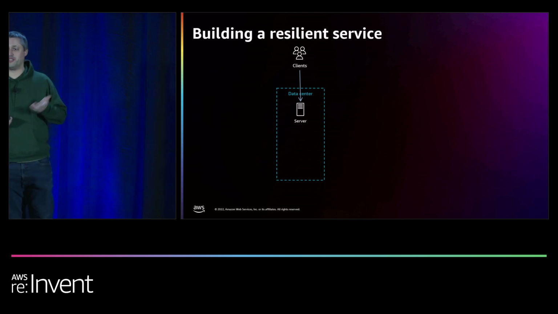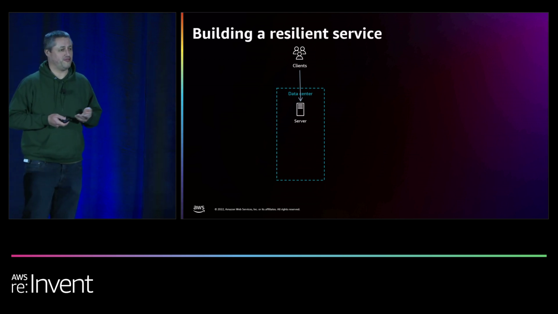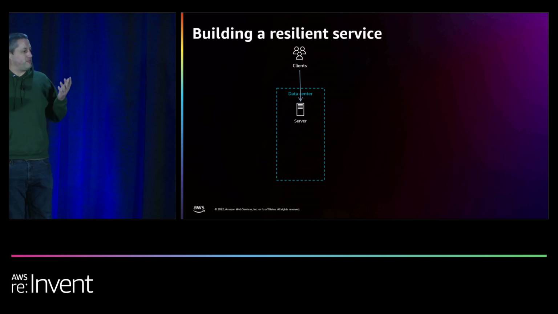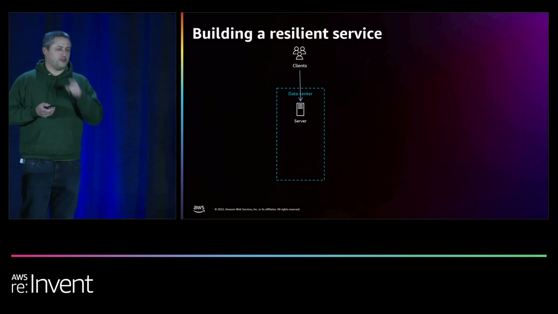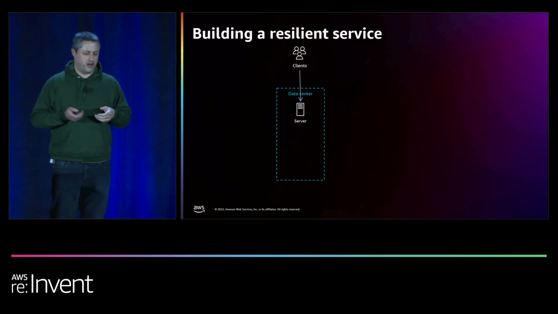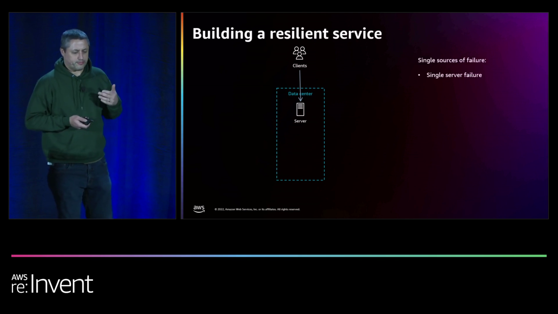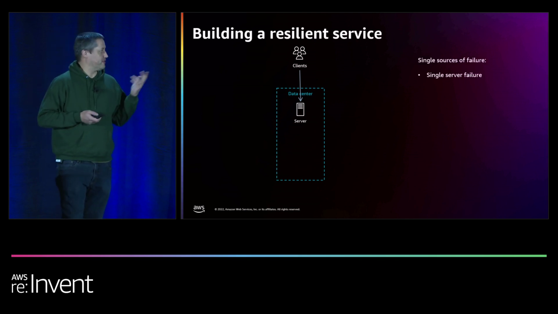And if I ask you what is the most obvious point of failure in this, well, somebody presumably will think one of those servers might fail. There's only one of them. We're going to have a problem. So a single source of failure for this system is a server failure.